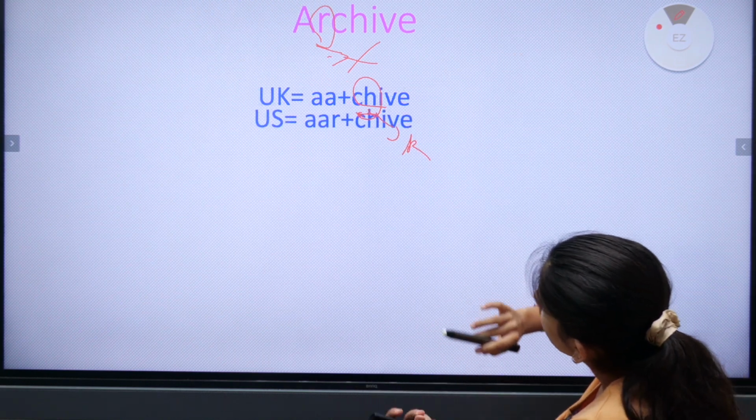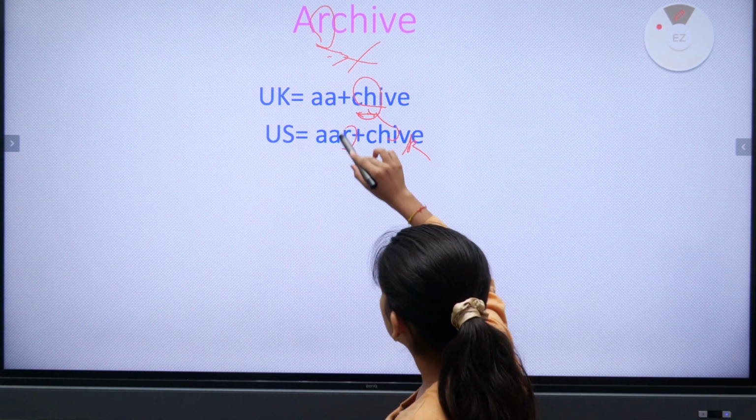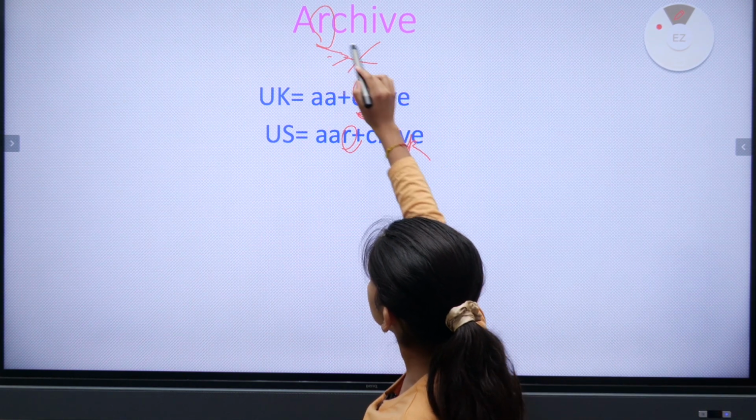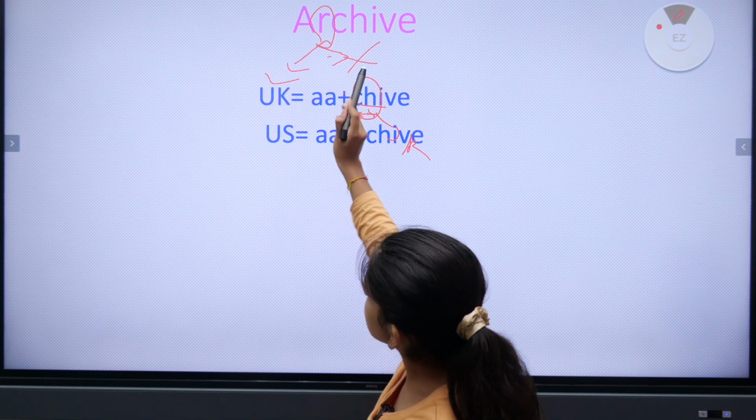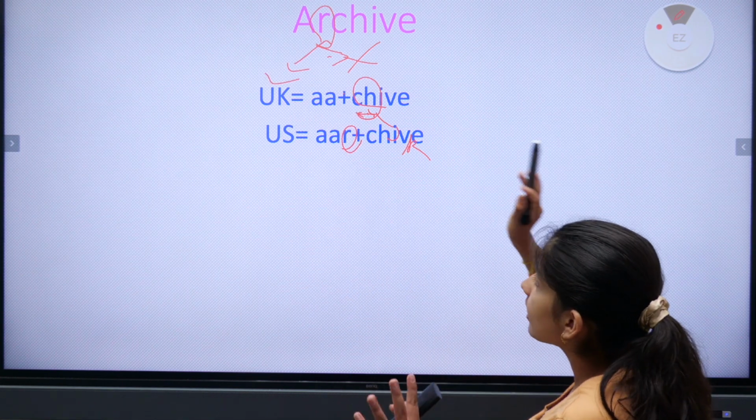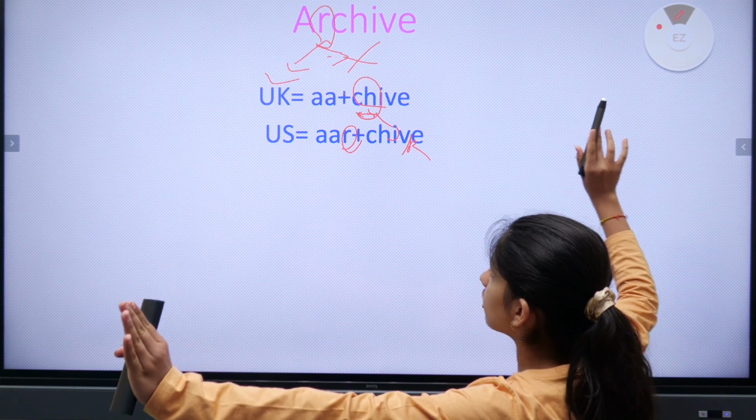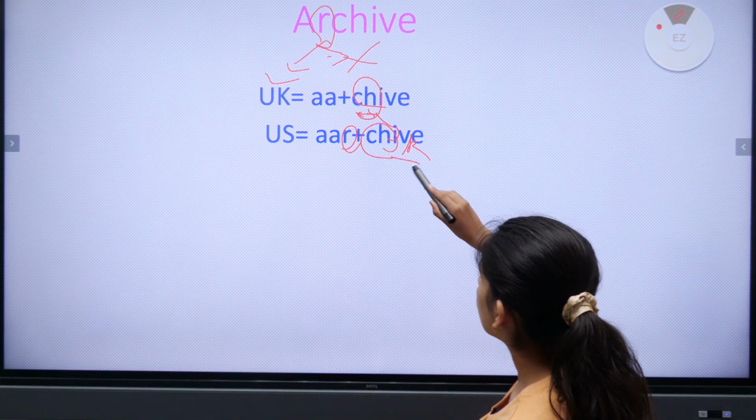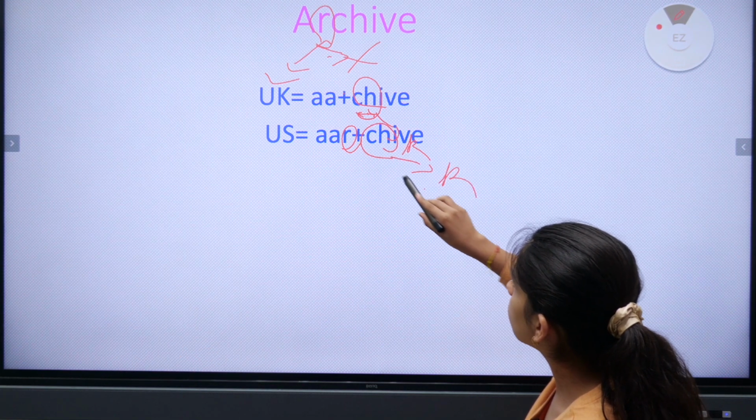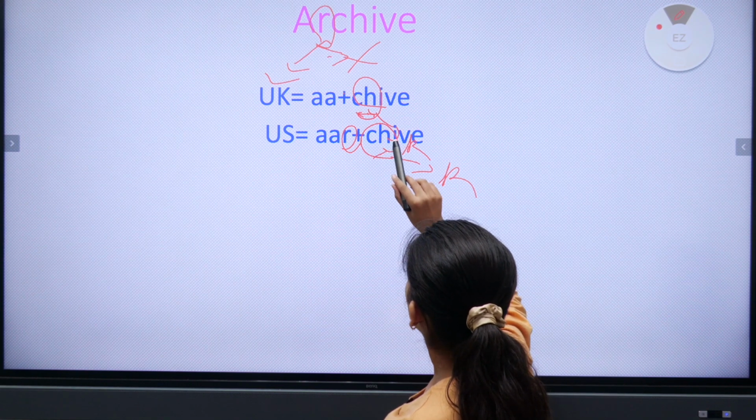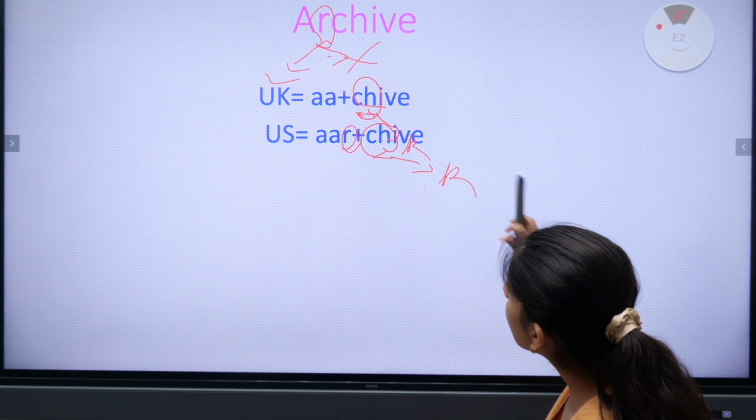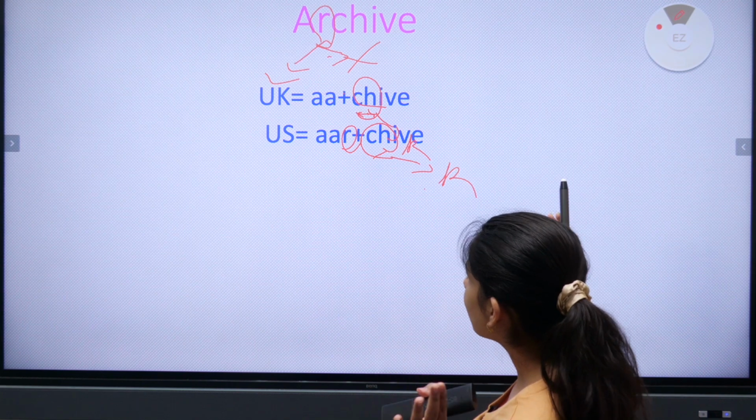In US English, R is pronounced, but in UK English, R is not pronounced. So you can say archive or archive. But anyway, it is not chive. Here by mistake, it is ch, but it is ka.